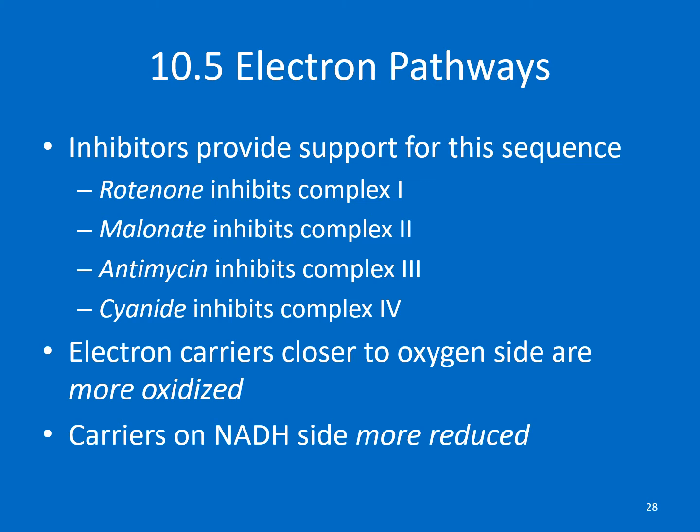Instead, if you hit a cell with malonate, that'll inhibit complex 2. So complex 1 will work just fine, but those electrons will stop at complex 2. So you can say, okay, complex 1 comes before complex 2. Same thing for antimycin or cyanide. So by adding inhibitors, that provides support for the sequence as we know it. These inhibitors are not involved in everyday oxphos.